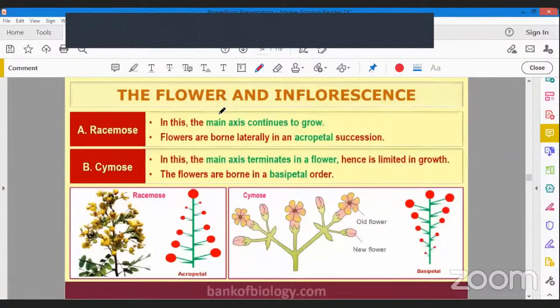You can take down this diagram, okay? So this will help you in remembering this one and this one.